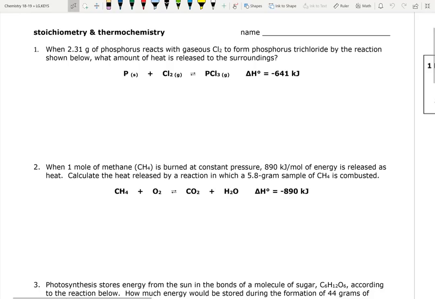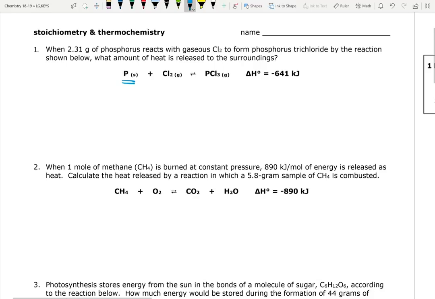So question number 1. When 2.31 grams of phosphorus reacts with chlorine gas to form phosphorus trichloride by the reaction shown below, what amount of heat is released to the surroundings? So we can see here we've got a general looking equation just like we've done for months and that we've looked at already with stoichiometry. And in fact, this question sort of almost sounds like a stoichiometry question that you've already done because it really sort of is. But instead of asking, say, how much PCl3 will be made or how many liters of chlorine gas would be needed, this question wants to know how much heat is going to be released. If we start out with 2.31 grams of phosphorus, how much heat will be released?